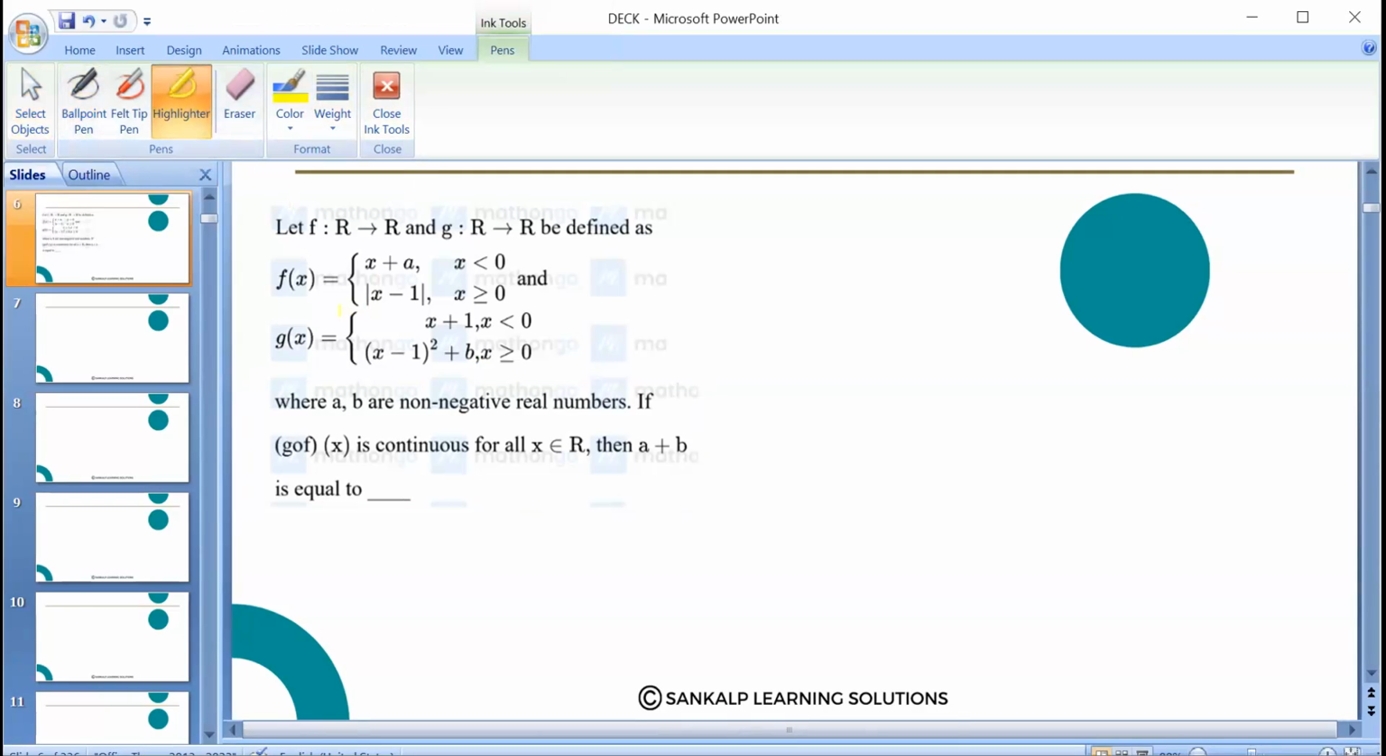According to the question, f of x piecewise function, g of x piecewise function is given. If g circle f of x is continuous, then a plus b equals to what? So we have to make the function g of f of x a piecewise. So first we will make it for x less than 0.